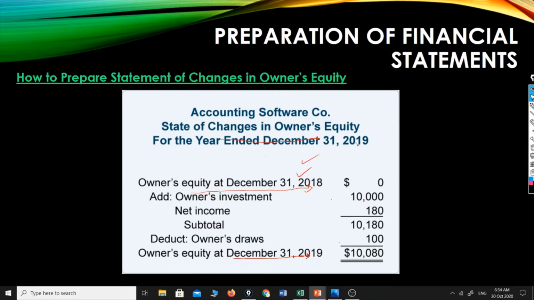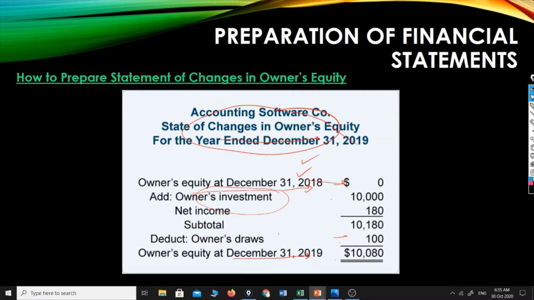So this is an example. We have the heading here, beginning capital, and all the related items that we should add and items that we should deduct. And then we come up with the ending capital of the owner. Okay. So again, statement of changes in owner's equity presents a summary of the changes in capital. And what are those items that could affect the changes in capital? Those are the owner's investment, the profit or loss, and the withdrawal during that specific period.